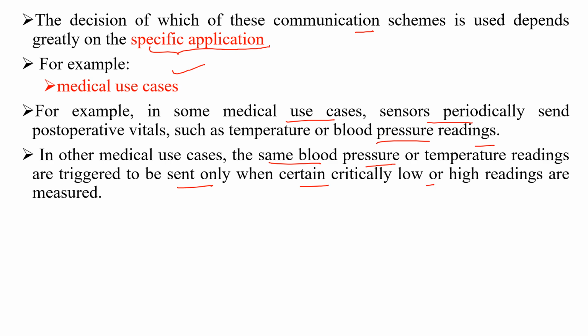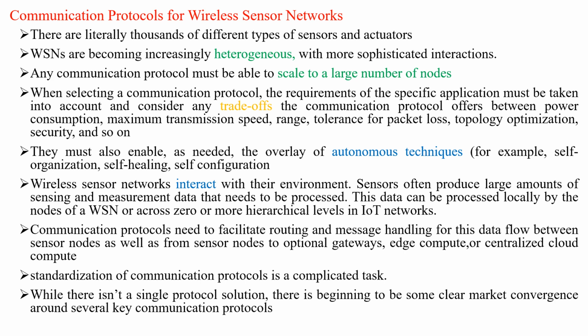Okay, and now we are going for the last topic, that is communication protocols for wireless sensor networks. What are the requirements? There are literally thousands of different types of sensors and actuators. WSNs are becoming increasingly heterogeneous with more sophisticated interactions. Any communication protocol must be able to scale to a large number of nodes. Yes or no? Yeah, it's true.